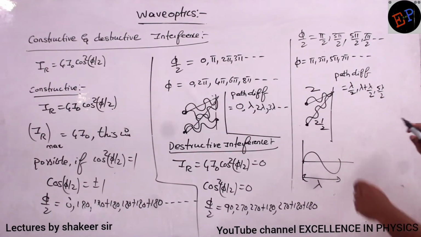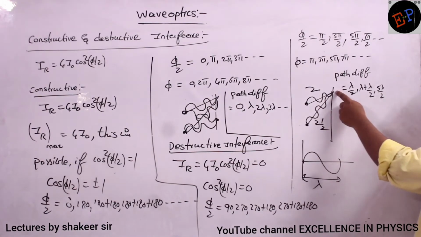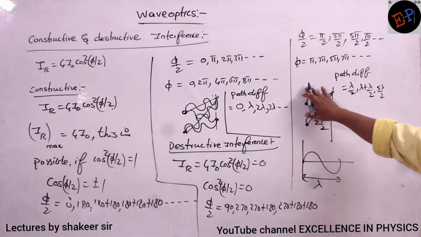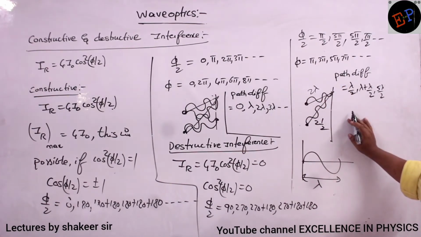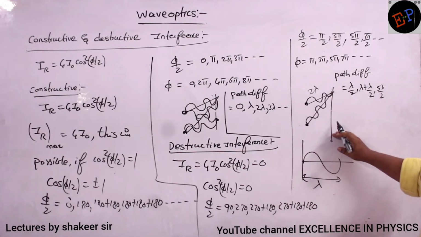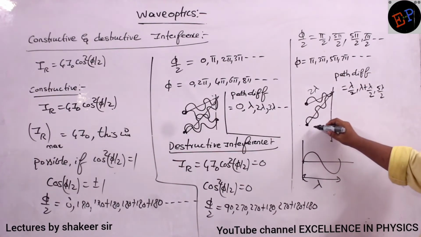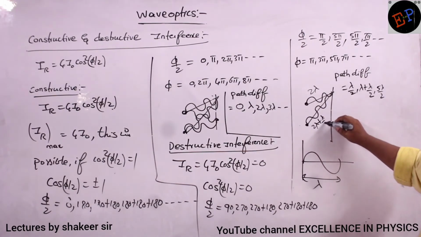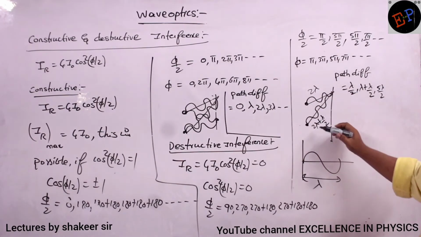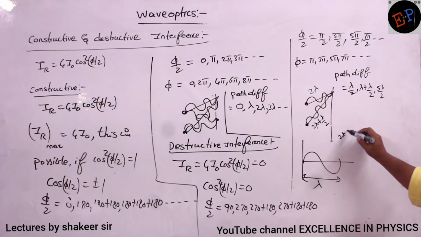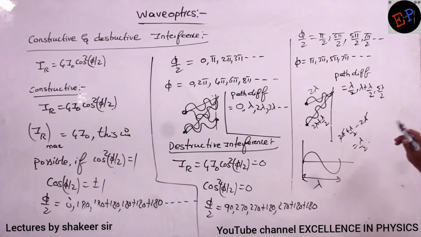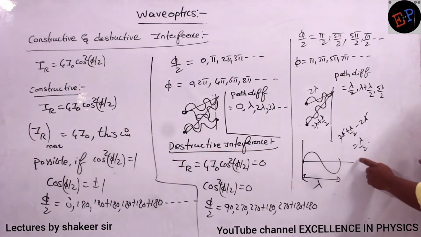Understood? Sima, here two waves are reaching. So what is the total distance traveled? Total distance traveled is 2 lambda, no? But from this source 2.5 waves are reaching. So what is the total distance traveled? 2 lambda plus λ/2. So what is the path difference? 2 lambda plus λ/2 minus 2 lambda. So 2 lambda gets cancelled, λ/2. That is called path difference.